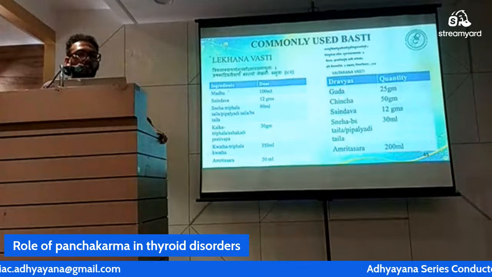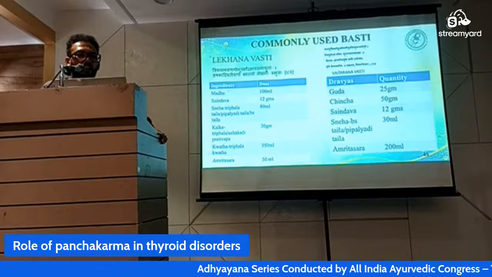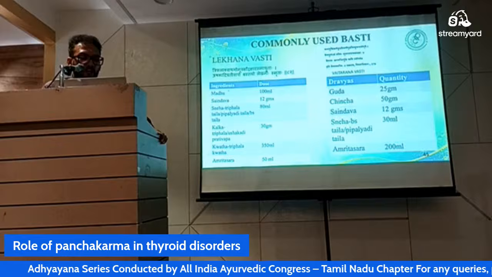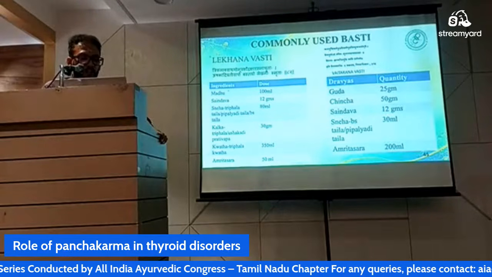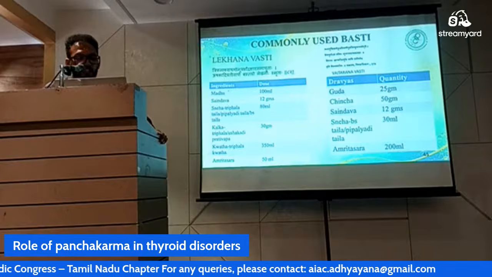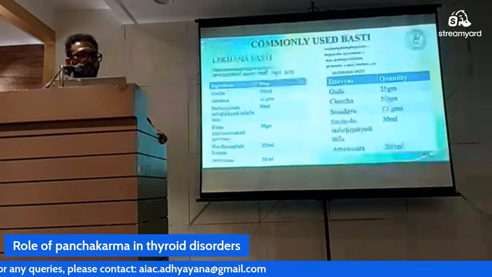Because all the dravyas in Vaitarana Basti are Kaphavata and they are mainly indicated for removing the ama. So Guda is 25 gram, Chincha is 50 gram, Saindhava 12 gram, Sneha which can be taken is Pippalyadi Taila or Brihat Saindhava Taila, and the main ingredient is Gomutra, which is to be taken 200 ml.